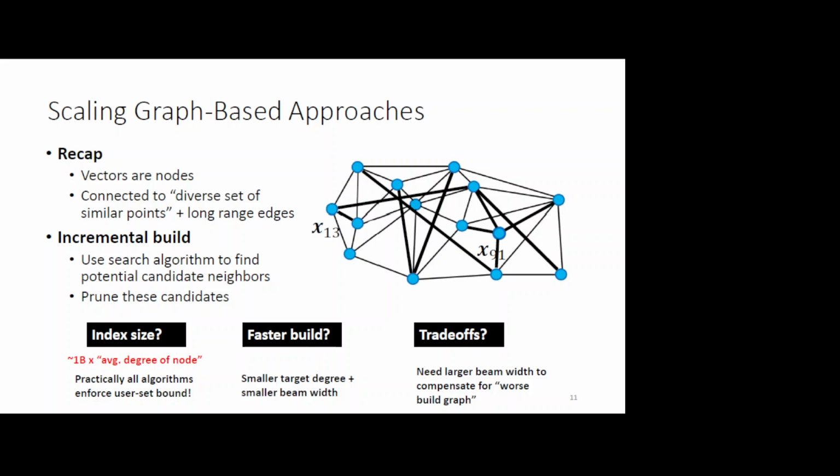Okay, so let's go to the first pathway. We will try to scale it up from million scale to billion scale. Let's recap our graph-based approach, because if you have enough memory and you want to retrieve with high recall, the graph-based approach is your first choice.